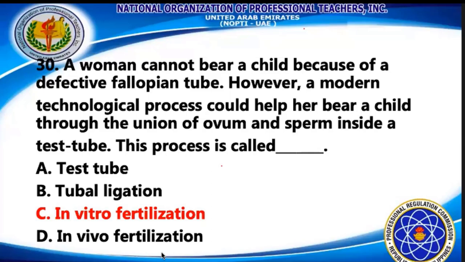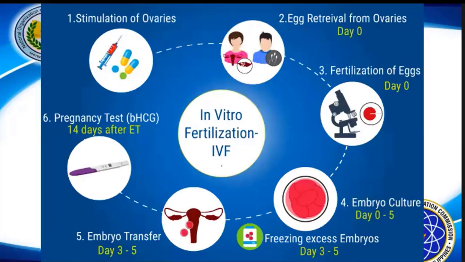Bakit hindi siya makaka-bear ng child? Because fertilization takes place in the fallopian tube. Diba? Kaya kung defective ang fallopian tube mo, you cannot bear a child kasi hindi sila nag-meet. Okay? Fertilization will not happen kung defective yung fallopian tube. So, however, because of modern technological process, that woman will be helped bear a child by anong gagawin? Itong IVR na to. Paano ang IVR? Ito.